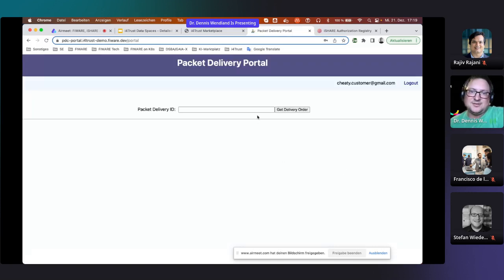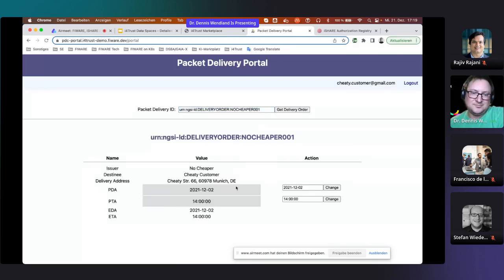So what will happen now when this guy retrieves the delivery order, it will of course work because the user policy states he can perform get requests and the organizational policy of NoCheaper states it can perform get requests.